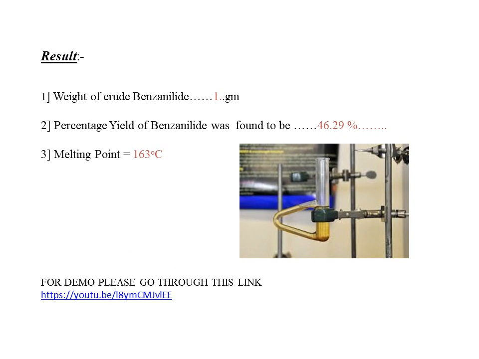Now let's move to the last part of this experiment, that is the result. First, the weight of crude benzanilide is 1 gram. Second, the percentage yield of benzanilide was found to be 46.29%. Third, the melting point is 163 degrees Celsius. The melting point is determined by using a Thiele's tube.